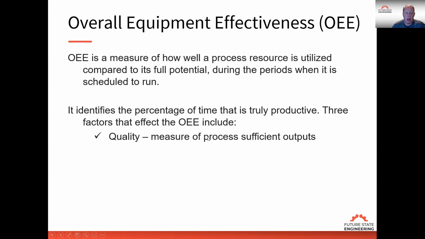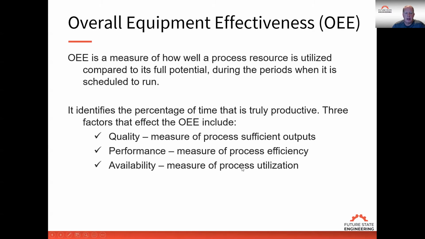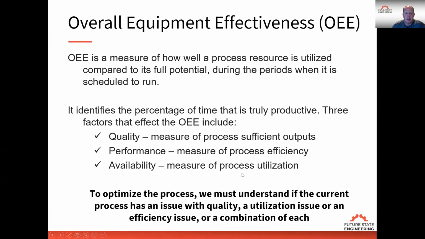The first one is quality, a measure of process outputs to see if they're sufficient for what the customer requirements are. Performance is a measure of our process efficiency. And availability is our measure of process utilization. To optimize the process, first we need to understand: does the current process have an issue with quality, or with performance, or with availability, or a combination of all three?